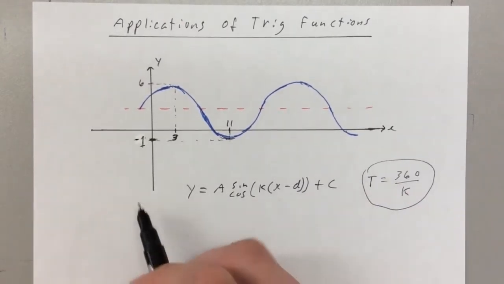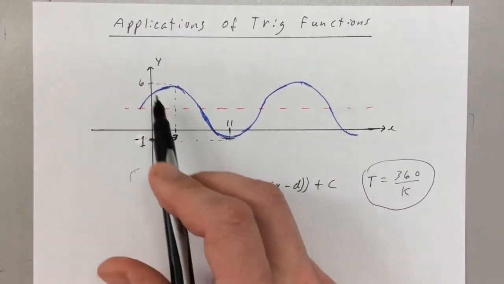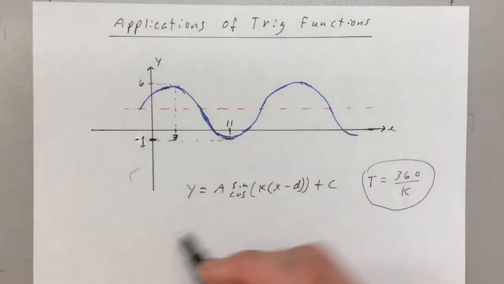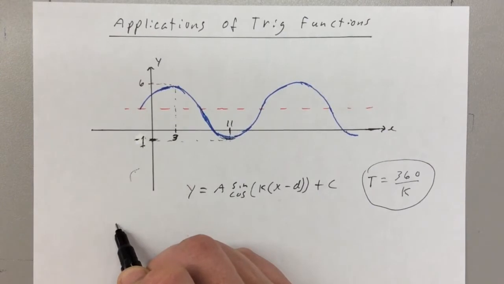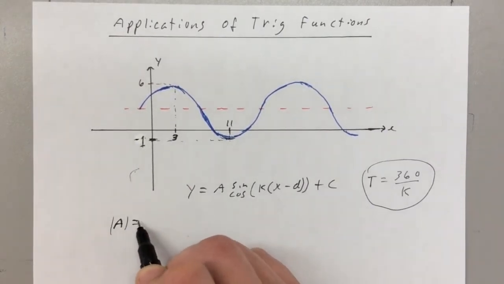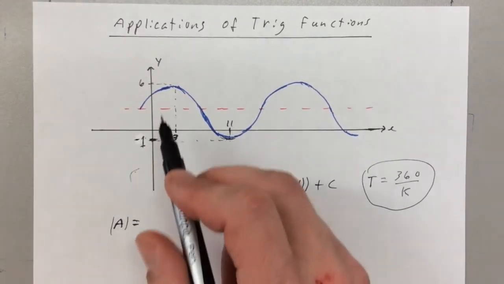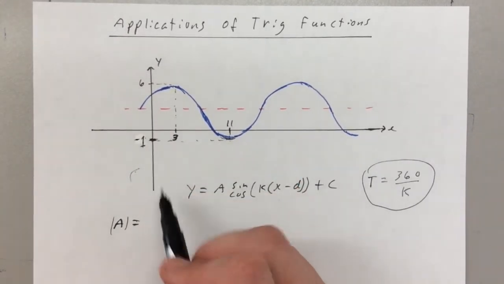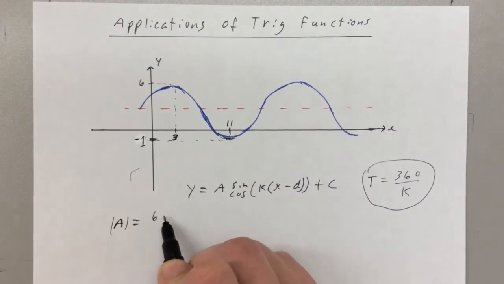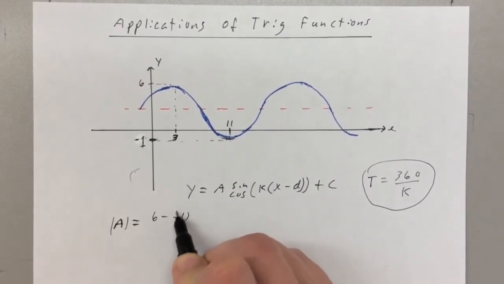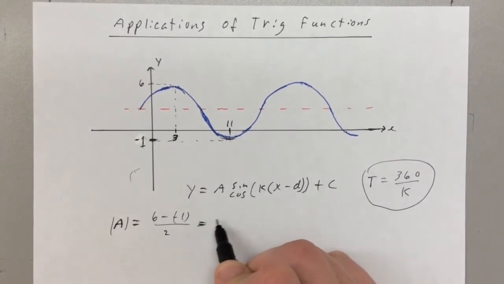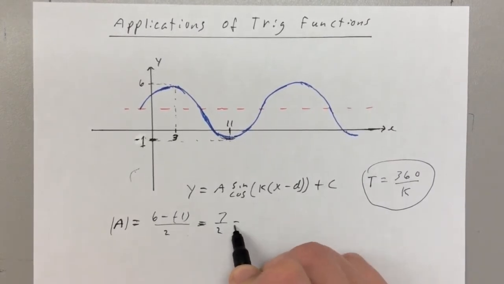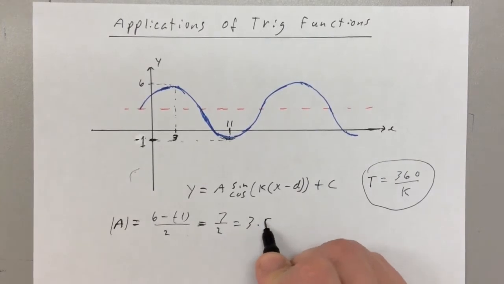So let's get started. So we know that the minimum is -1, the maximum is 6. So from that, we can tell that the amplitude, or at least the absolute value of the amplitude, is going to be the maximum minus the minimum over 2, which is going to be 7 over 2, which is 3.5.